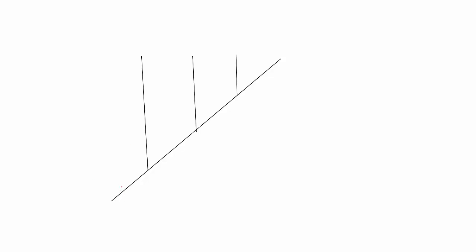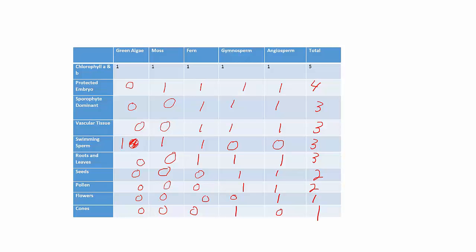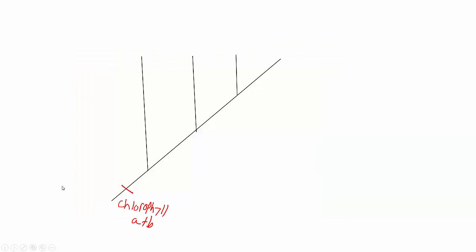So let's draw a line. Chlorophyll A and B. Let's go back to the data table here. Protected embryo. So let's just say, actually, we could draw the algae on as an outgroup here. Let's go ahead and put algae here, and then right here we can put protected embryo.